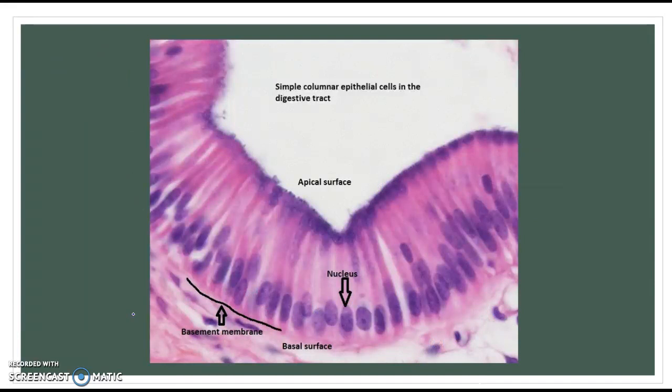Okay, here's another picture of the simple columnar. This is actually in the digestive tract, so you can see how tall and skinny these cells are. Here's the apical surface, so this is facing out into the intestines, so this would be where the food is being kind of broken down and getting absorbed into those cells. And then your basement membrane is down here.